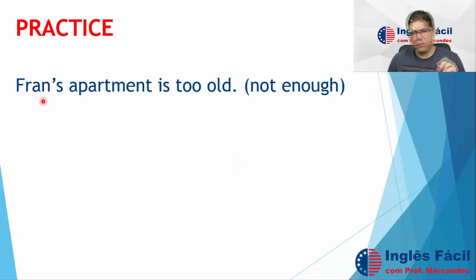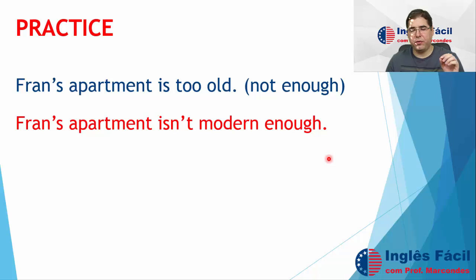Here we have a sentence. Friend's apartment is too old. Now here I used too, and I want to change the sentence to say the same thing but using not enough. So, friend's apartment isn't modern enough. It is too old. It is not modern enough. Can I say new? Of course, no problem, okay? You can say friend's apartment isn't new enough, okay? Modern or new, okay? No problems here. Both are going to be opposites to old, okay?